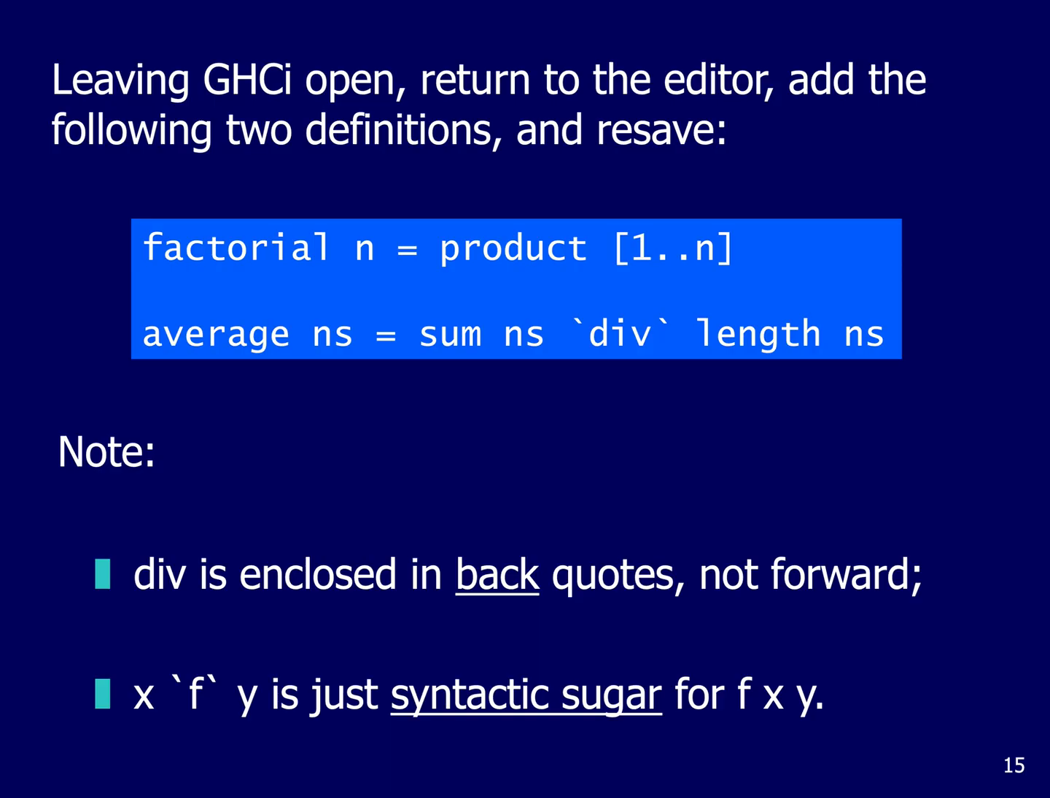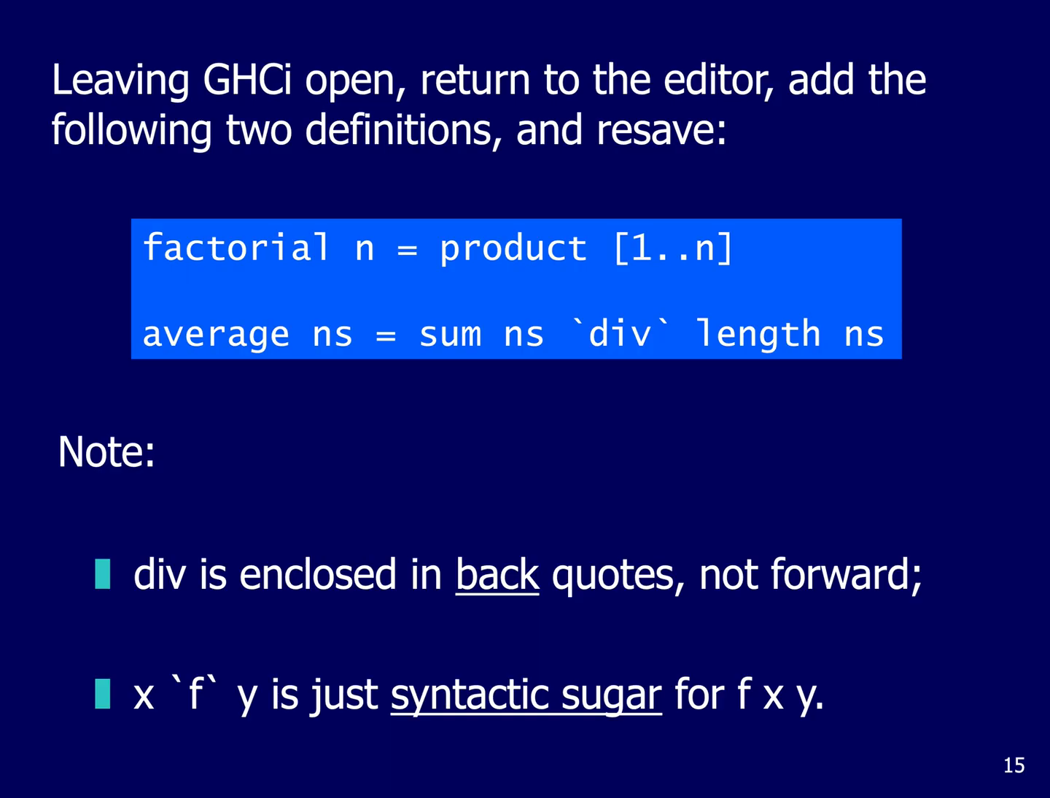And just down the bottom here, when you actually write x `f` y with back quotes around the f, that's really just syntactic sugar for f x y. So the compiler will actually take what you write there and transform it into the normal form before it actually starts to run your program.